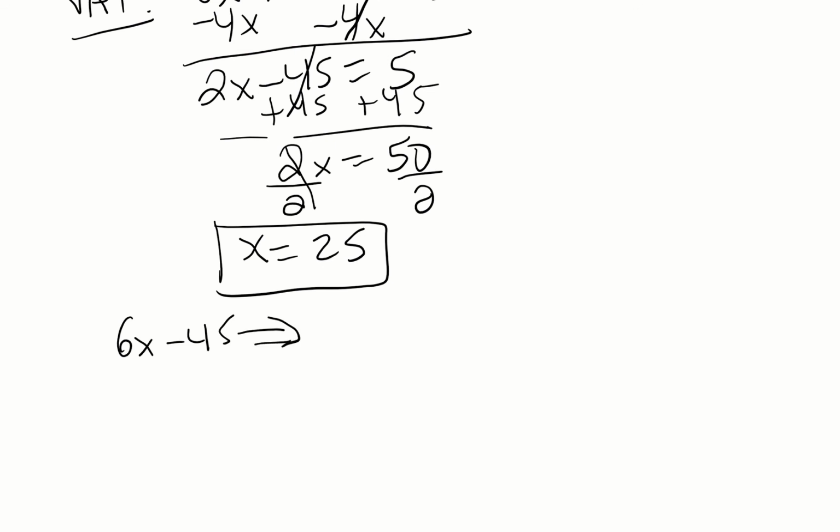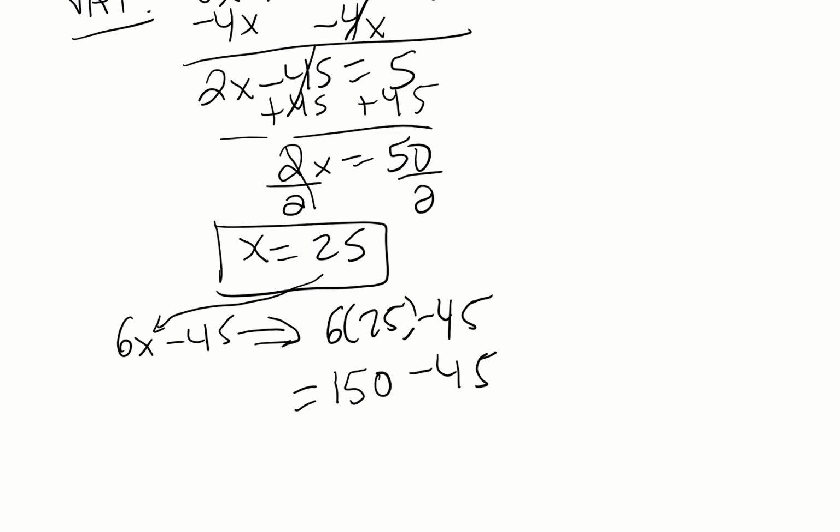If we plug in x into this statement here, then we have 6 times 25 minus 45. So in this case, 6 times 25. 4 times 25 is 100. And then you have 2 more 25s, so this will be 150. And then 150 minus 45 is 105. All right. And so I don't even have to check the other one. I know that the other one's going to be 105 because of the vertical angle theorem.